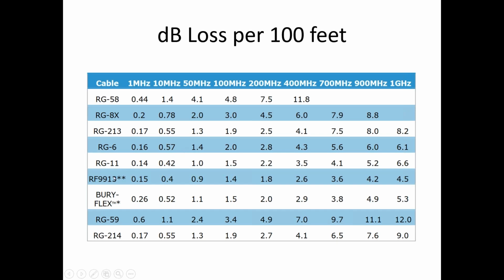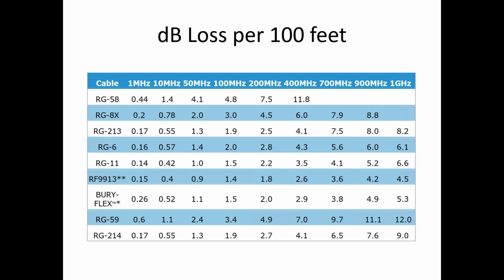dB loss per 100 feet. Look at some of the cables, the RG8X. Very thin cable, very inexpensive, but look at the losses as you get into these higher frequencies. Would you want that kind of cable there? No, you don't want to be losing 6 dB at 400. Why? 6 dB, remember, is 1/4. So if you're putting out 100 watts, 6 dB is 1/4, you'd be putting 25 watts to your antenna. Do you want to lose that much?